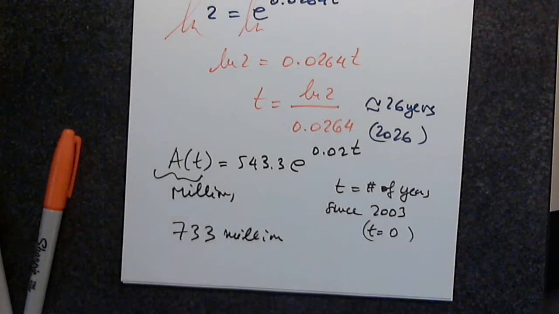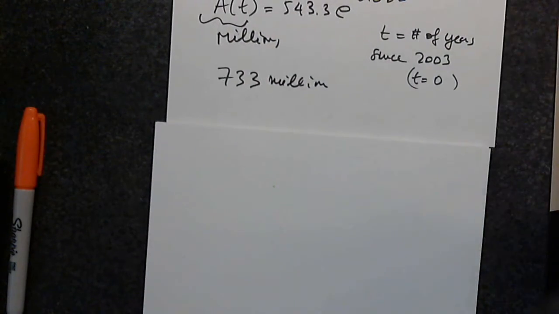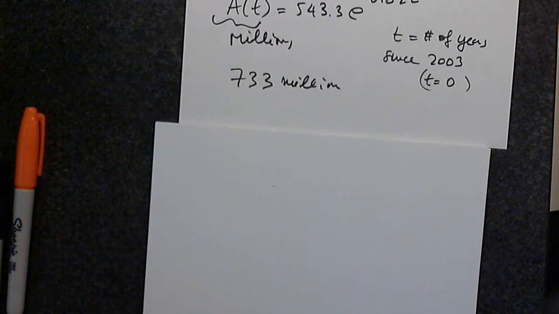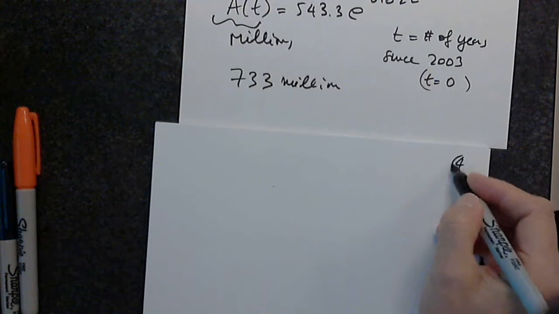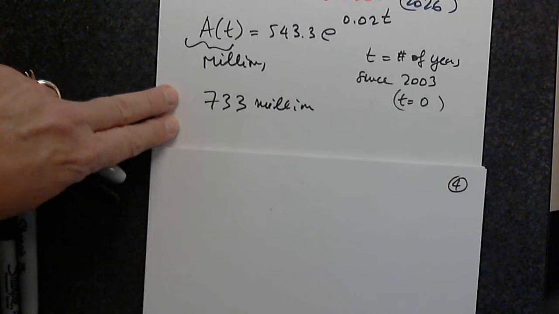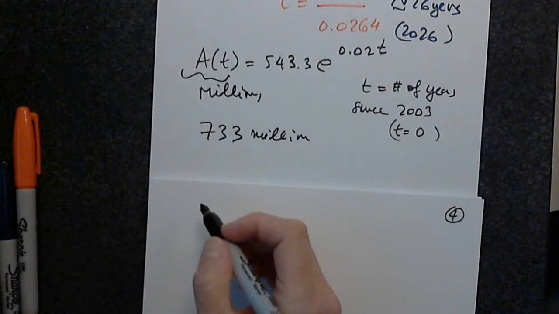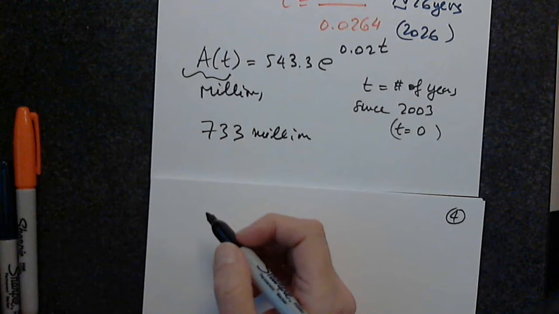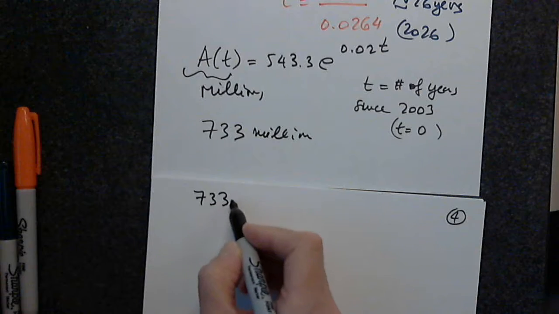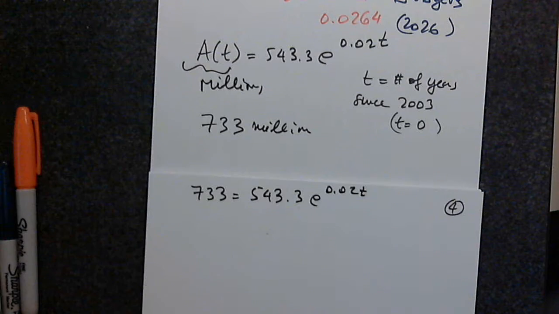Use the model to determine when the population of the country will be 733 million. When will the population of this country, assuming the model still holds, when will it jump to 733 million? What do we need to do, and what will you tell me to write? Yes, so please dictate and I'm going to write it. 733. Of course, that's all I want you to hear. 543.3 e to 0.02t. Awesome. That's all I needed.